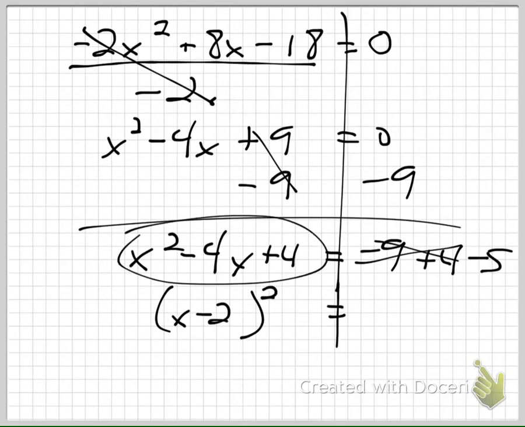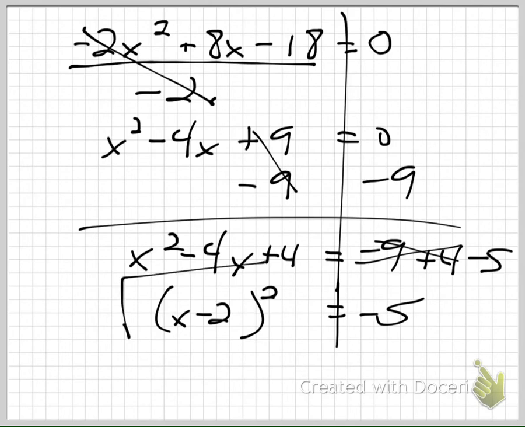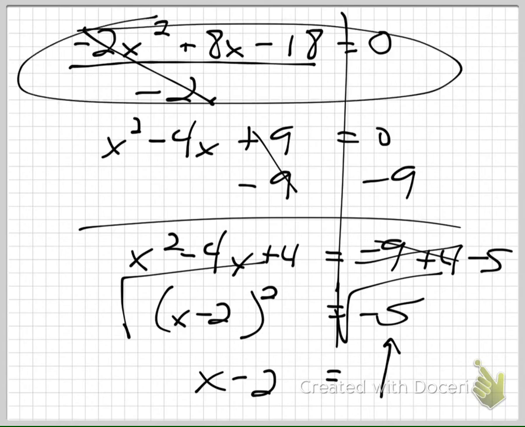You all understand how I get from here to here, right? Okay, equals negative 5. Now pay attention. What is guaranteed to be true here? Square root. That is x minus 2 equals the square root of negative 5. What number times itself is a negative? That doesn't make sense, right? There's no such thing. You can't have a negative in there. You can't square root that. So the answer is there's no solution, right? There is no solution to that original quadratic.